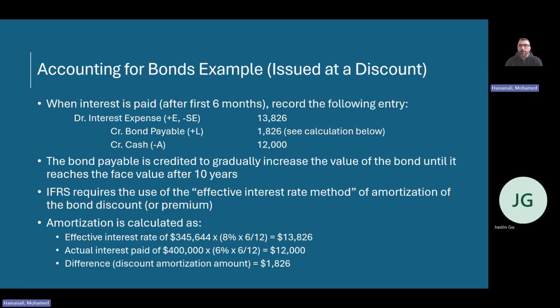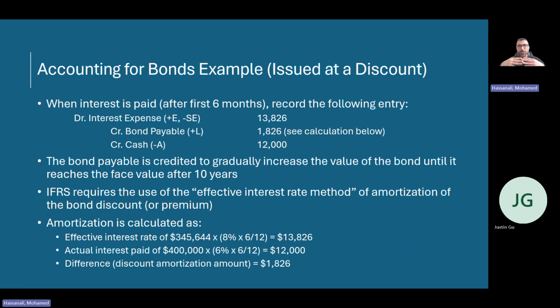Okay, so this gets you, if you were to pay an effective rate, considering time value of money, you would have paid out 13,826. But the actual amount of cash that you paid was the $400,000 face value of the bond times 6% times 6 over 12, or 1 over 2, which is the semi-annual rate that you paid, and that gives you $12,000. So you paid $12,000 in cash, but your effective rate should have been 13,826.